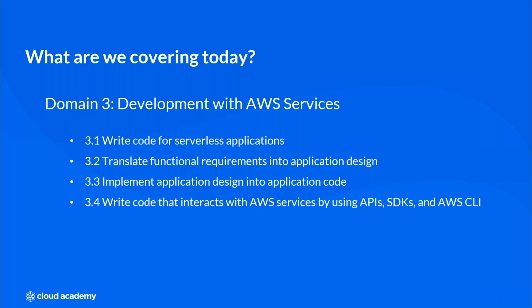Here we go. So inside this domain, we've got 4 subheadings that we're going to talk about, which is how to write code for serverless applications. And we're going to touch into that in a different direction than you might be thinking. How to translate functional requirements into application design. That one's fairly straightforward. How to implement application design into application code. Spooky. And then how to write code that interacts with AWS services by using APIs, SDKs, and the CLI.